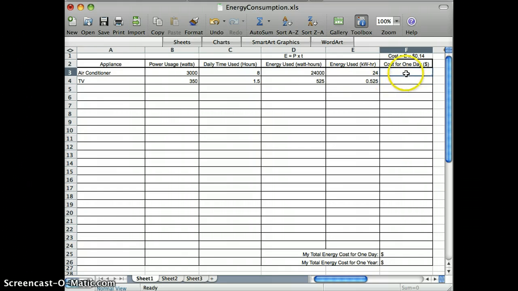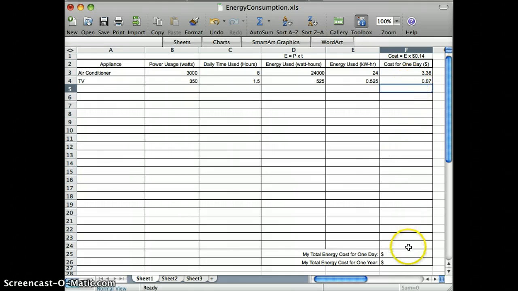So lastly, I need to calculate my cost for one day. So I'm going to take first my 24 times 0.14, and they're going to charge me $3.36 per day to run my AC. Probably a good thing to keep off if you can. And then lastly here, I'll do my TV, 0.525 times my 14 cents a day, and I'm going to get charged about 7 cents a day. I'll round it to cents.